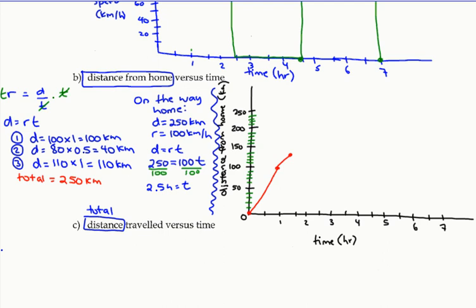And last, how far does she move the third interval? 110 kilometers, so that brings her up to 250. And how long does it take her to get there? 1 hour, so until 2.5.